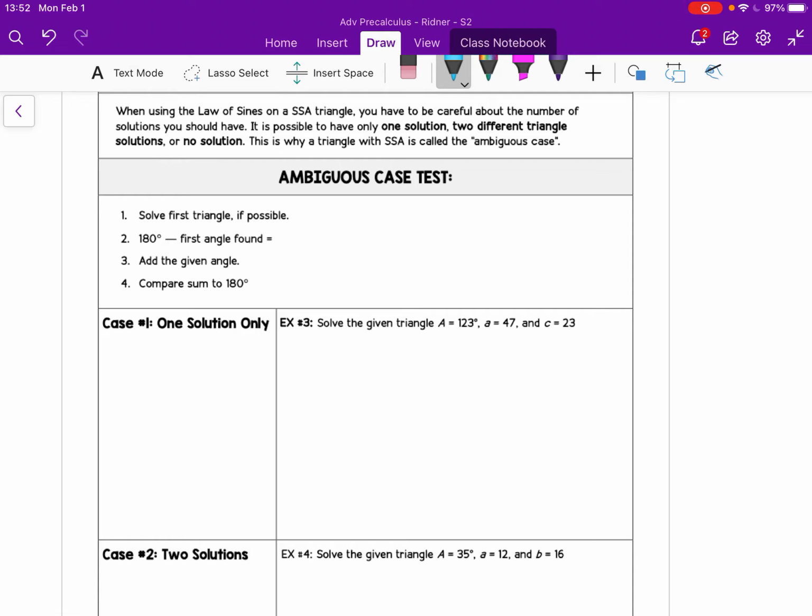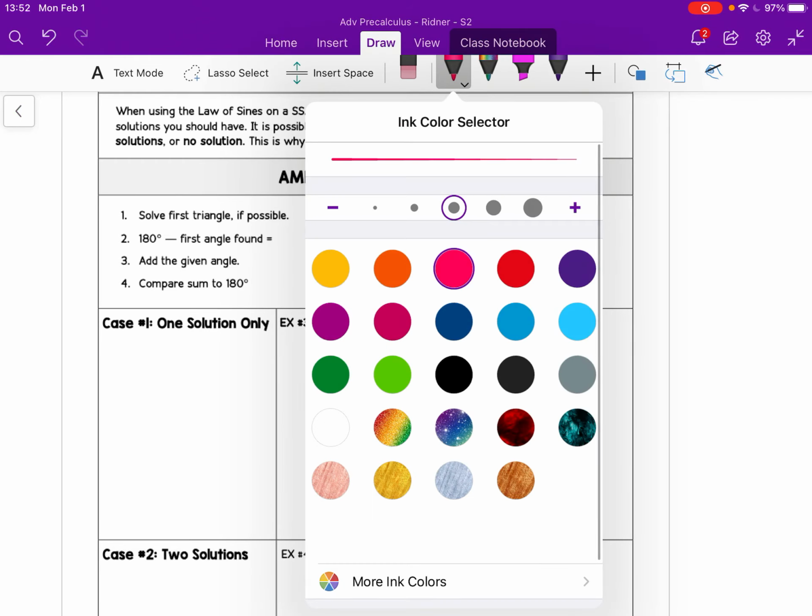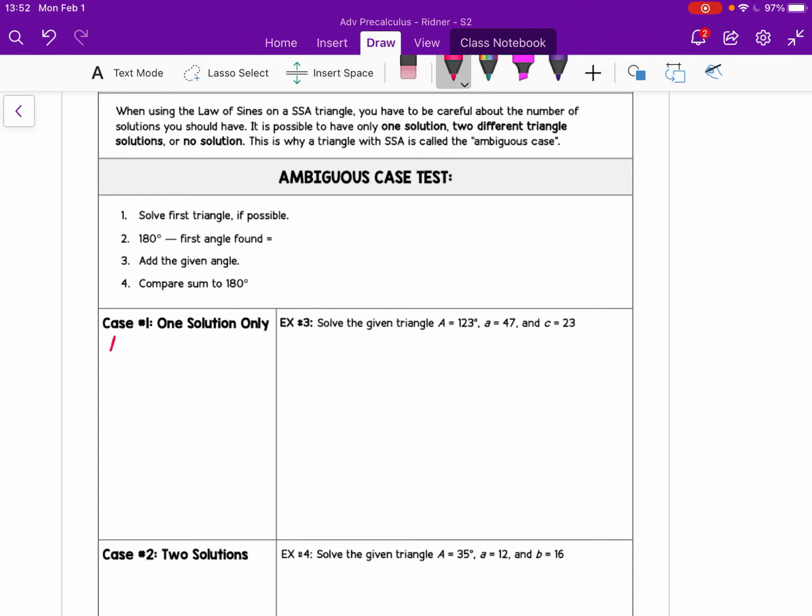The steps are the same. So we're going to solve the triangle if possible. Then we're going to do 180 minus the first angle found. And then if we can, add the given angle. So just like before, I'll have A, B, and C, and little a, little b, little c. Alright, and I know that big A is 123, little a is 47, little c is 23. That means the first thing I'm going to find is big C.